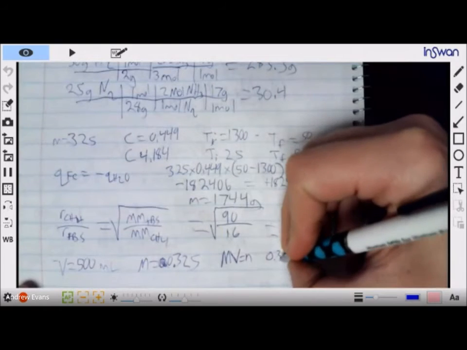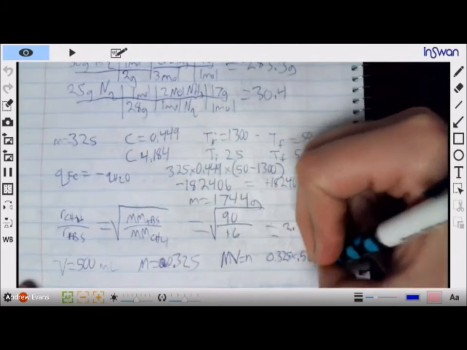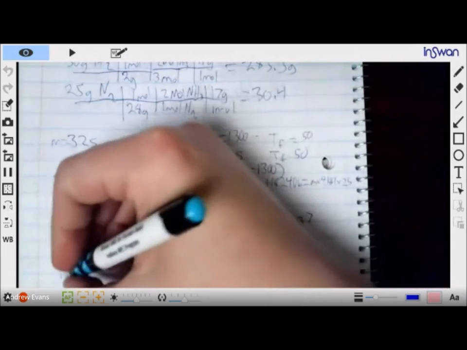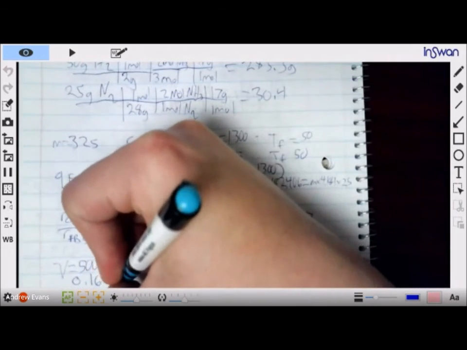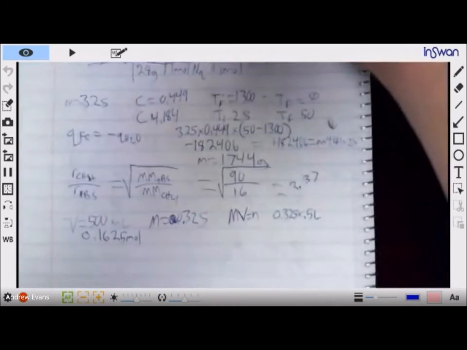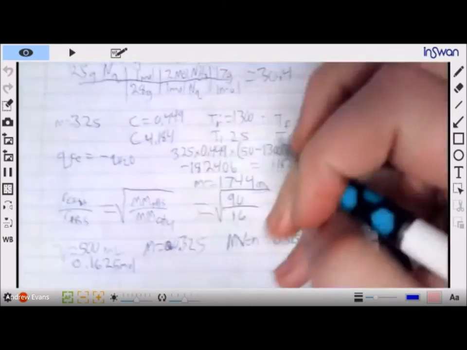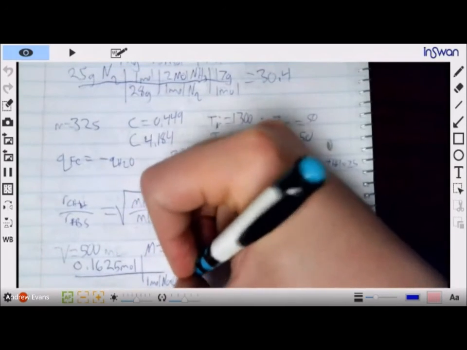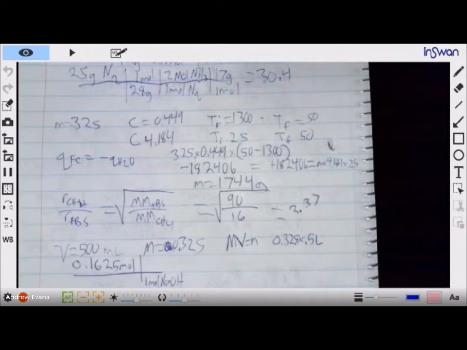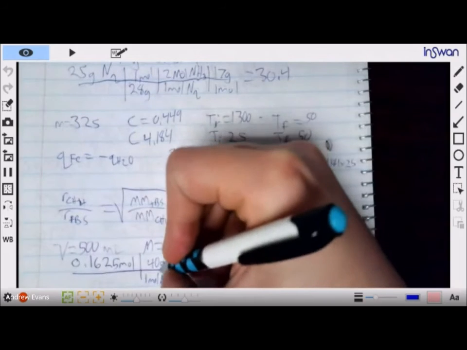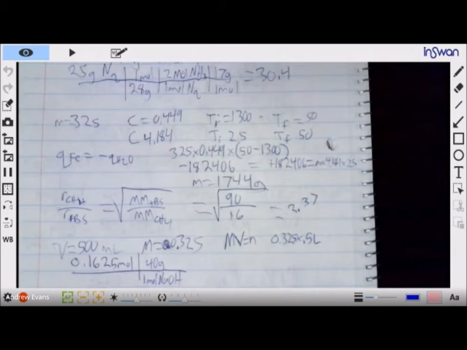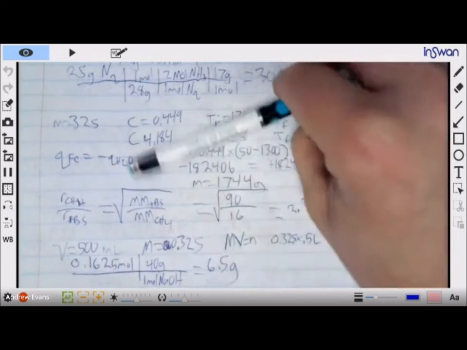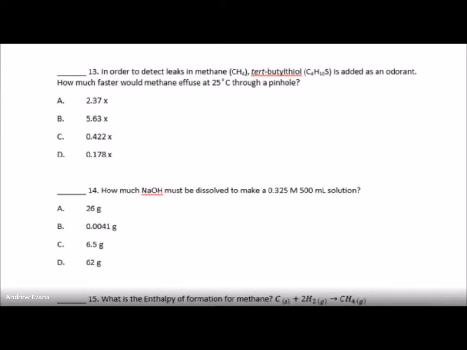So 0.325 times 0.5 liters would give us 0.1625 moles. And we need to be able to calculate the mass. Well, in 1 mole of NaOH, we have sodium, which is 23, oxygen, which is 16, and hydrogen, which is 1. So it's 40 grams per mole. 40 times 0.1625 would need 6.5 grams, which is answer C.